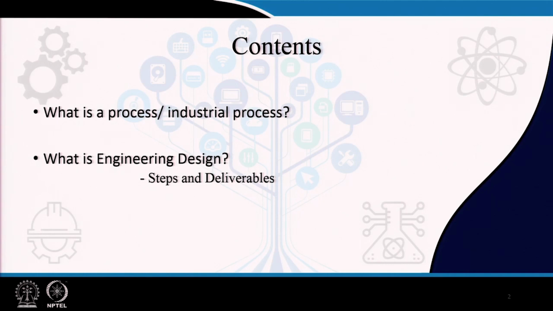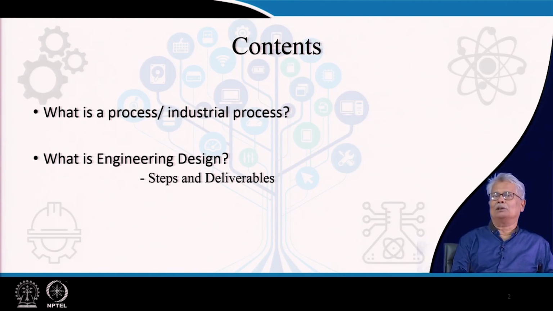The first question that must be answered in this particular state is, what exactly is a process? And since we are talking about a process design which definitely is pertinent to industry and industrial processes, we would like also to have a definition of the industrial process. After all, it's a part of engineering. So a question should also be clear in our mind that what we really mean by engineering design. We need to talk about its steps in achieving a final engineering design and look at the deliverables to be provided from this course.